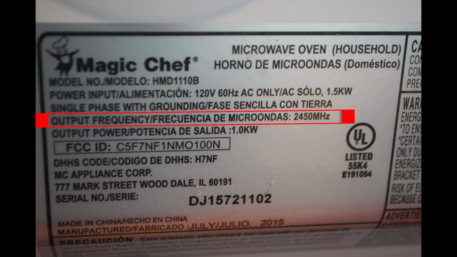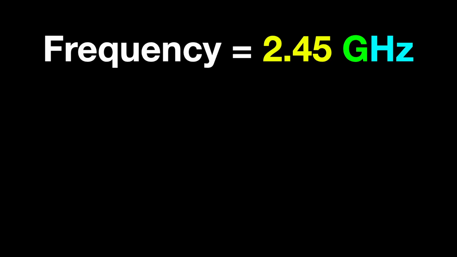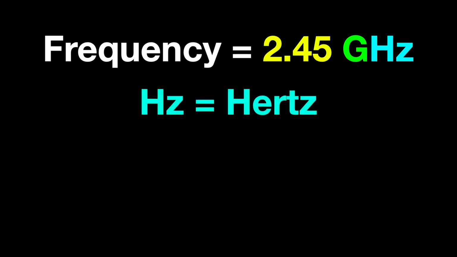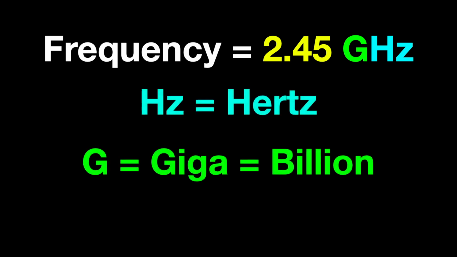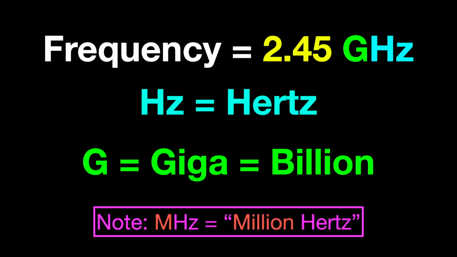Somewhere on there will be a label, and if you read closely enough, you will find the operating frequency. If you have a standard microwave, this number will be 2.45 GHz. The Hz stands for Hertz, and the big G means giga, which is another way of saying billion. So what this is telling you is that the frequency of the light in your microwave is 2.45 billion hertz.